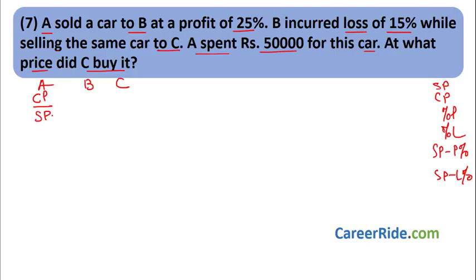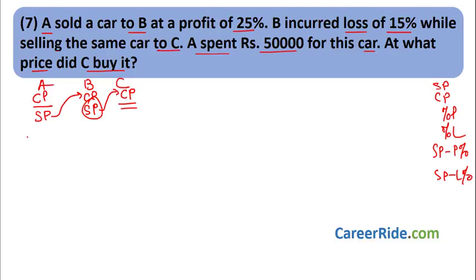Now this selling price of A is nothing but the price at which B will buy the car, so that will become the cost price for B. Now B again sells the car to C at some price. This selling price will become the cost price for C, because C will buy the car at this price, right?